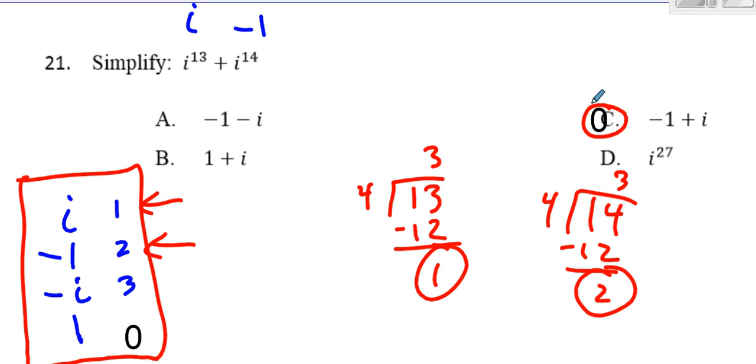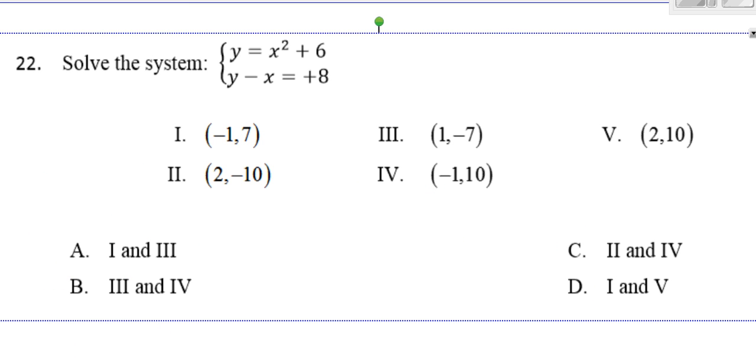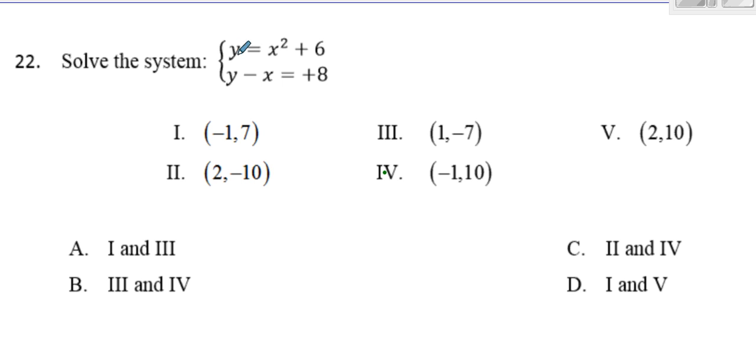So let's see. So to solve the system, the easiest way to solve a system is to use your calculator. You type this in for y1, and you solve this. You get y equals, add the x over. You get x plus 8.